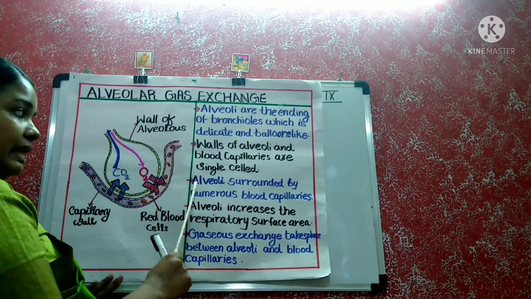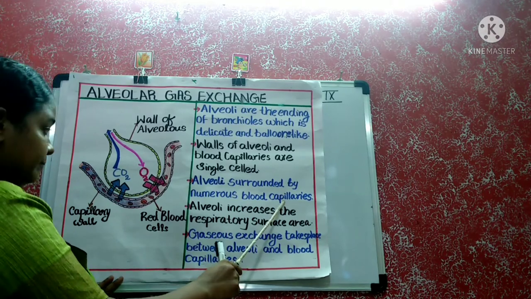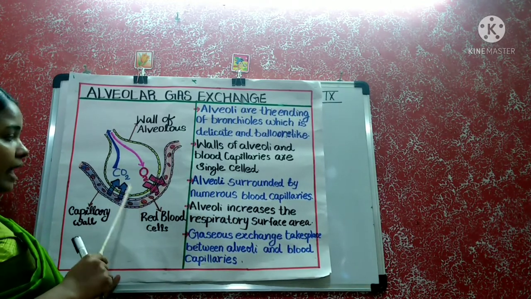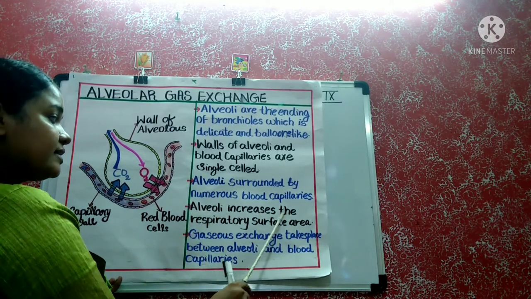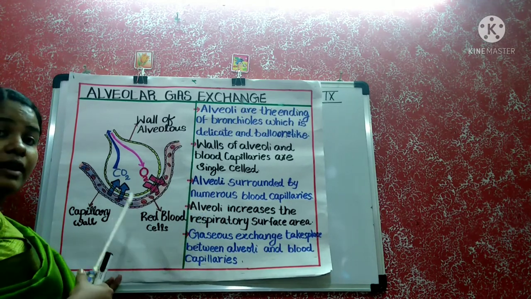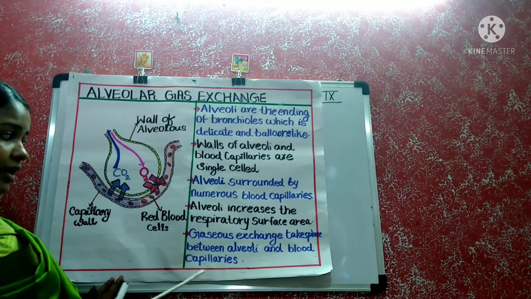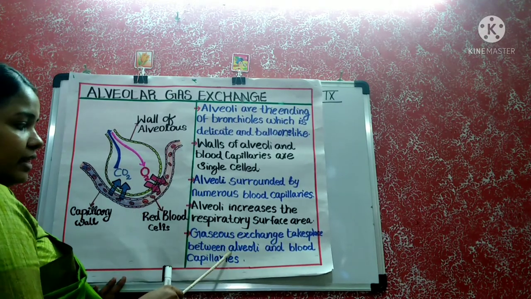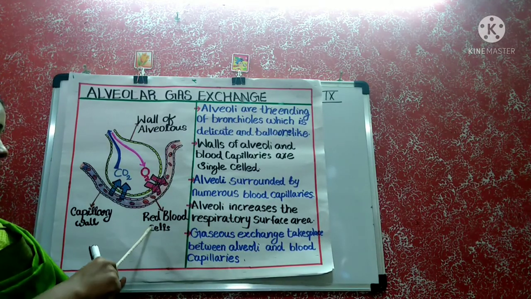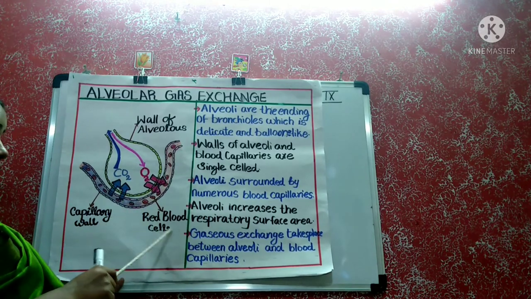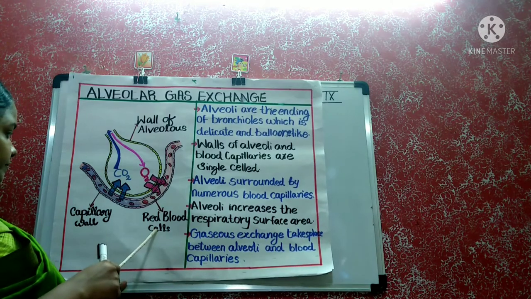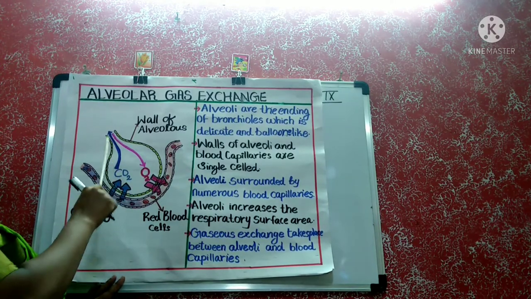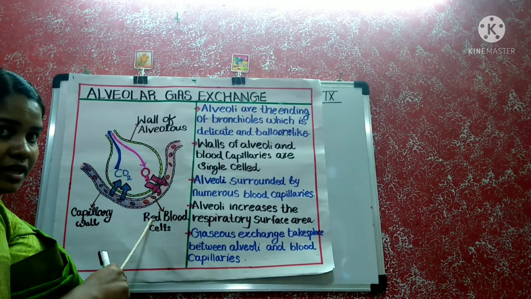Then, the alveolus is surrounded by numerous blood capillaries, not just one capillary. Alveoli increase the respiratory surface area. There are a numerous number of alveoli present in our lungs, so that increases the respiratory surface area. The exchange of gases takes place between the alveoli and the blood capillaries. This blood capillary contains red blood cells that carry the oxygen molecules. Oxygen enters into our body, then carbon dioxide is released from our body. Got it?